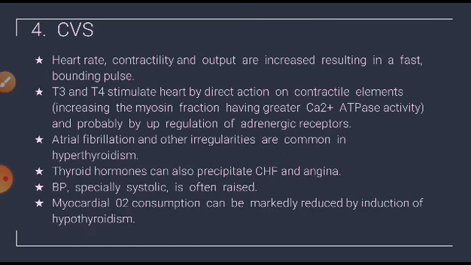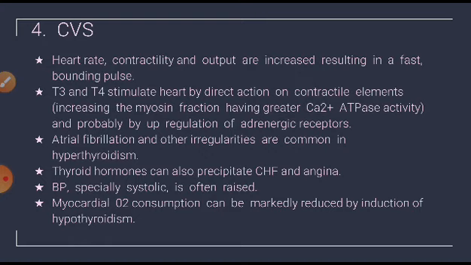Now we'll see the effect on CVS. Again, a very important effect of the thyroid gland on CVS is observed. Heart rate, contractility and output are increased, resulting in a fast bounding pulse. T3 and T4 stimulate the heart by direct action on contractile elements. In the next slide, I'll show you one mechanism of how it happens.